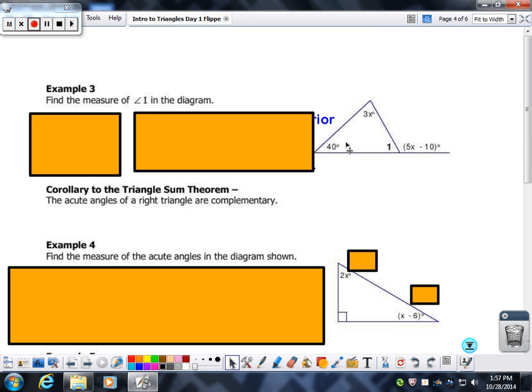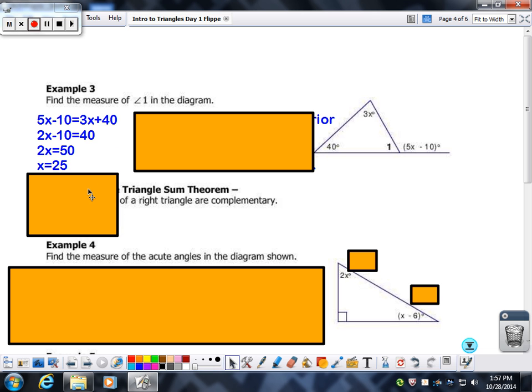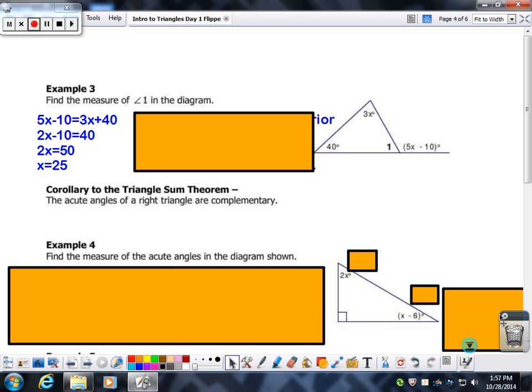Here we've got a triangle with an angle measure of 40 degrees, an angle measure of 3x degrees, and then we've got an exterior angle here that's 5x minus 10. We know the exterior angle should equal the sum of the two non-adjacent interior angles. So what that means is that 5x minus 10 is going to equal 3x plus 40. Subtract over the 3x, 2x minus 10 equals 40. Add 10, 2x equals 50. And divide by 2, x equals 25.